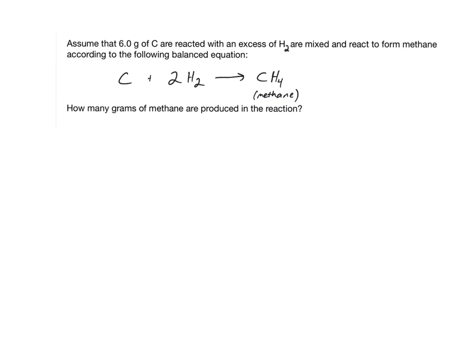So the first thing is, you want to figure out what the problem's asking you. And so what it's telling you is you have 6 grams of carbon. So we have our carbon, 6 grams of it, and an excess of hydrogen. So that tells us that this will never be our limiting reagent. So we only have to care about when all the carbon's used up. And we want to find out how much methane it can produce.